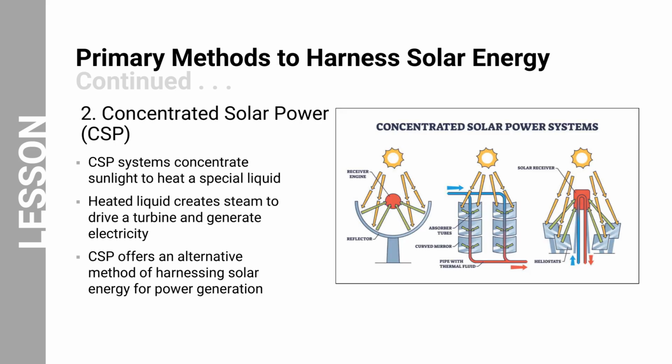The next primary method to harness energy is concentrated solar power. CSP systems take a different approach by harnessing the sun's heat. These systems use large, precisely angled mirrors to concentrate sunlight onto a specific receiver. The concentrated sunlight heats a special liquid, which can be molten salt, oil, or another heat-retaining fluid, to extremely high temperatures. This heated liquid then produces steam, which drives a turbine connected to an electrical generator. By converting solar heat into mechanical energy and then into electricity, CSP systems provide another innovative method of generating power from the sun.